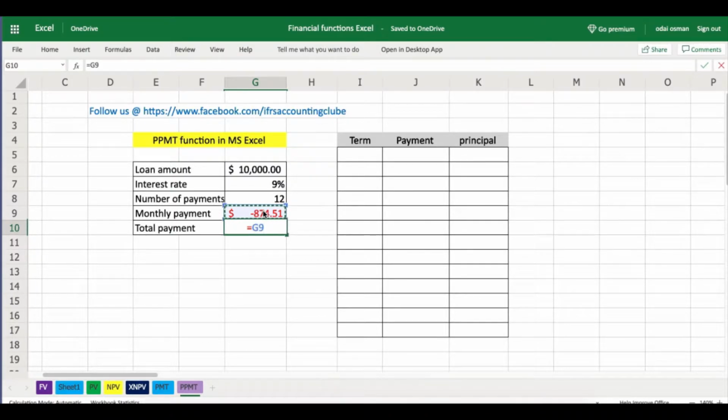870. So here we need to calculate the total payment, which is the monthly payment times 12 payments, the number of periods of payments. So the total payment is 10,498.18. So we have 3 columns here. Terms means the payment period, and we have from 1 up to 12 payments, as shown in the number of payments here.